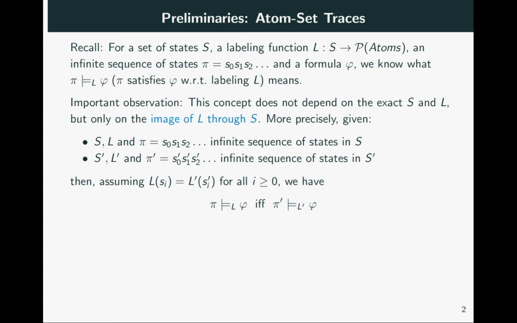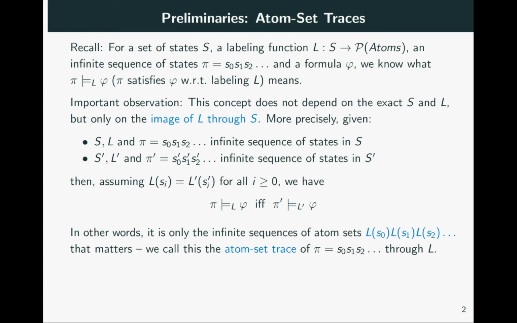I mean that if we have 2 triples, say S, L, pi, and S', L', and pi', of sets of states, labeling function, and infinite sequences of states, then if L gives for pi at each point in time the same labels as L' gives for pi', so in mathematical symbols, L of si equals L' of s'i for all i's, then the satisfaction remains the same for any formula, in that pi satisfies phi just in case pi' satisfies phi, with respect to the labelings L and L' respectively.